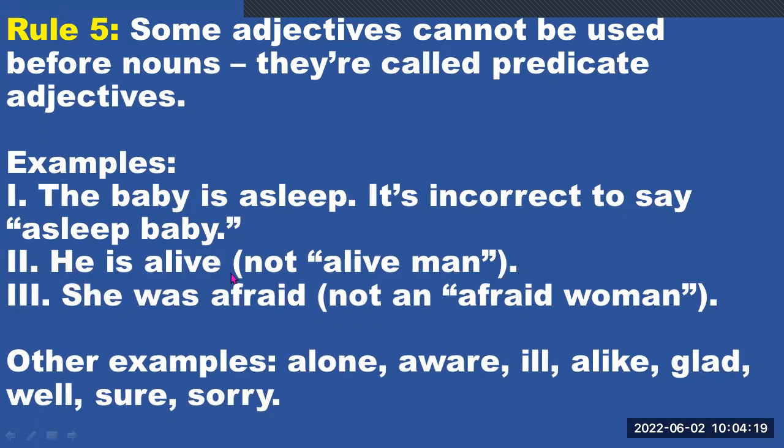Now, another example, he is alive. You can't describe him as an alive man. No. She was afraid, not an afraid woman. Okay? Other examples are alone, away, ill, alike, glad, well, sure, sorry. All right?